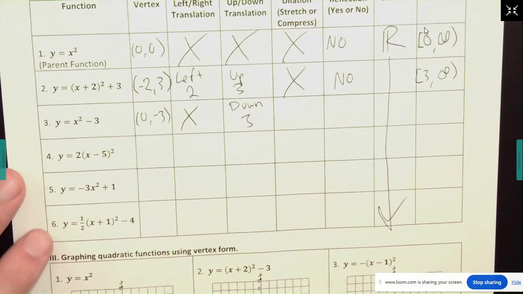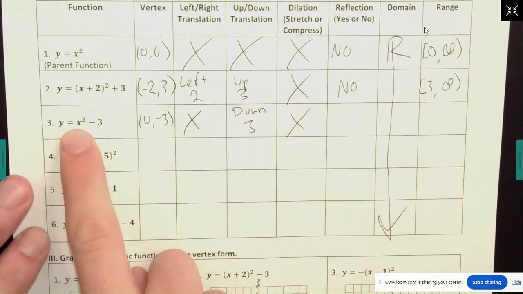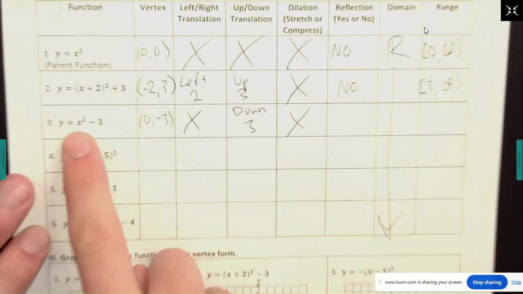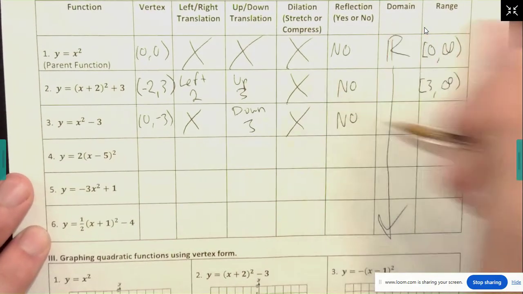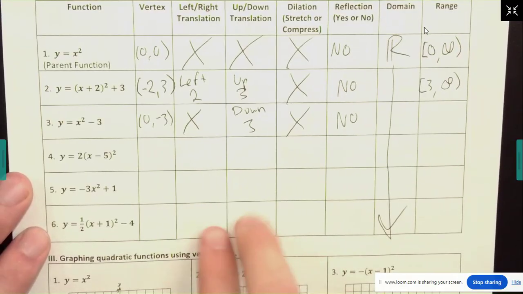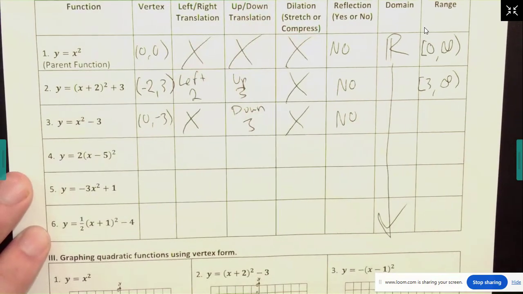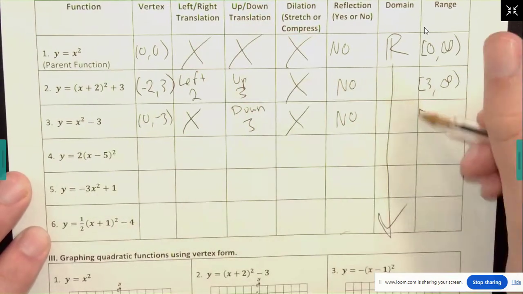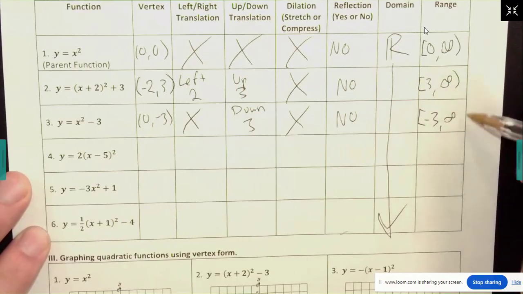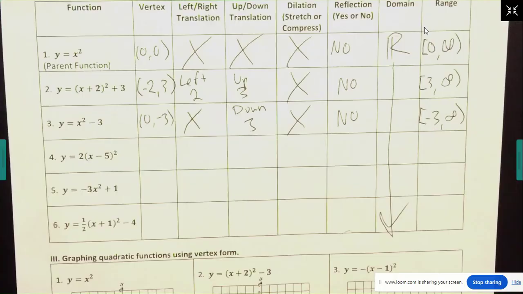All right, do I have a dilation? No, I do not. I don't have an A value out there. Do I have a reflection? Do I see a negative? No, we don't have a reflection. Since it's not reflected, we're starting down low, and it's going up in a smiley, and I have the y value of -3, and it's going to go up to infinity. All right, let's fill out the rest of these.